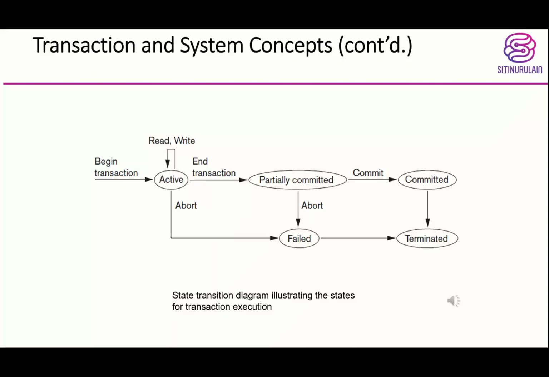The slide shows the state transition diagram illustrating the states for transaction execution. Once the transaction begins, the database will be in the active state. The 2 processes involved to keep the database in the active state are read and write. The aborting process can happen after the active state and put the database in the terminated state. When the transaction ends, the database will be partially committed before it is in the fully committed state and later put in the terminated state. The aborting process can happen after the partially committed state and put the database in the terminated state.